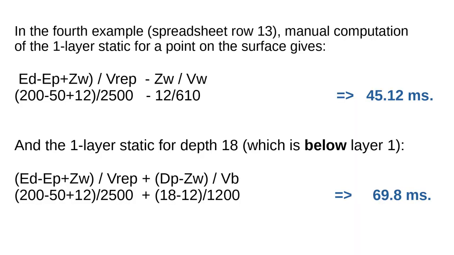In the fourth example, spreadsheet row 13, manual computation of the one layer static for a point on the surface gives that answer, and the one layer static for depth 18, which is below layer 1, gives this answer.